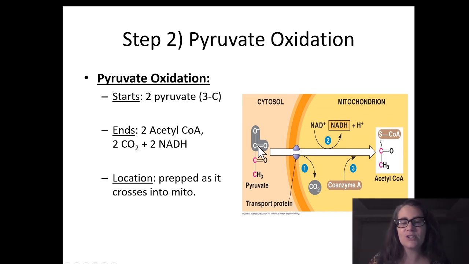So again, we started with our 3-carbon pieces called pyruvates. We send them each through this reaction, so we're actually doing this twice. So we're making a total of 2 acetyl-CoAs, 1 for each of the pyruvates. We're making a couple of CO2s and a couple of electron carriers. This reaction happens, we say, as the pyruvate or the sugar is crossing into the mitochondria.